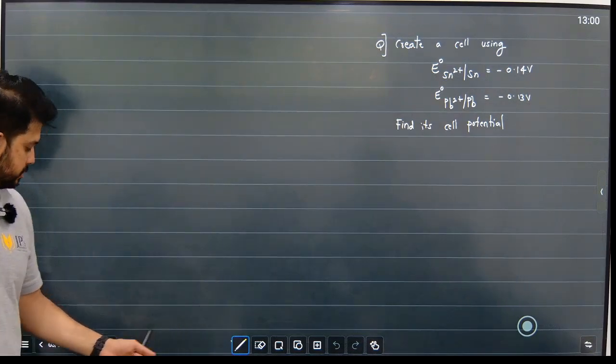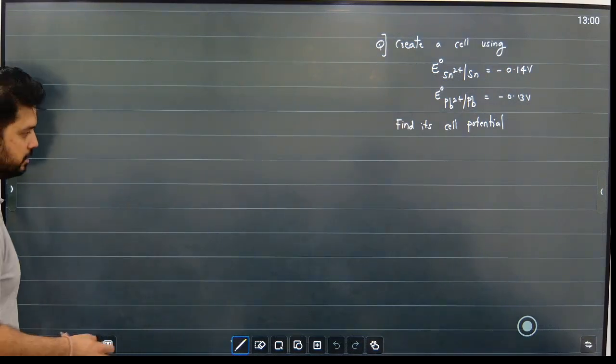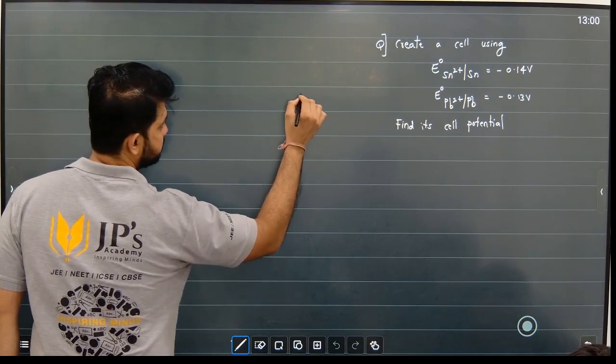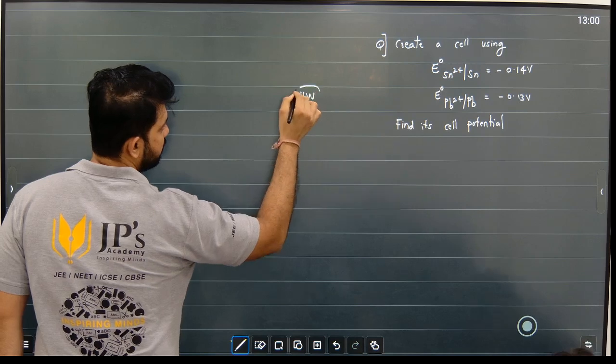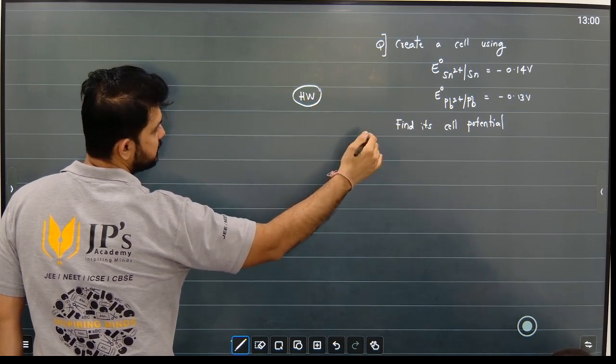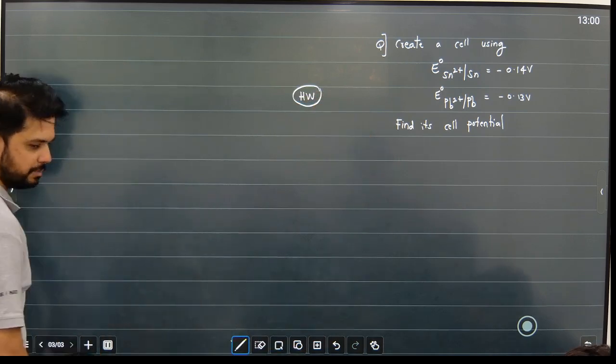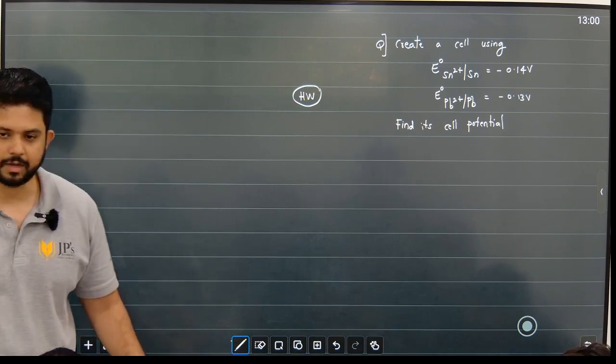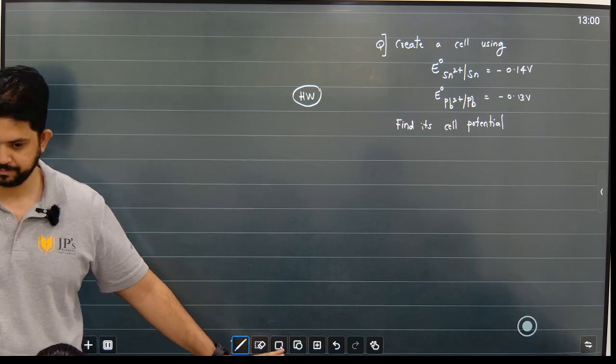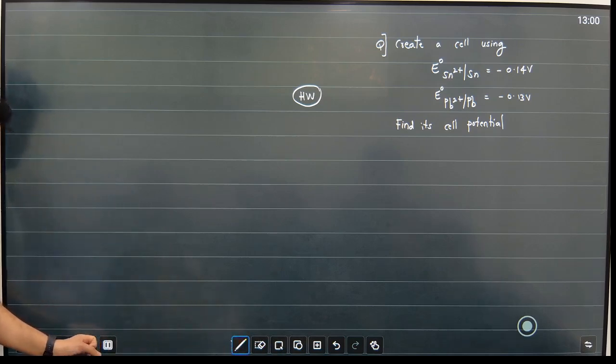Okay, so people solve this as a homework question where you have to find cell potential, but I would say ki pura cell representation, right, the anode cathode reaction, do everything. Okay, now let's continue.